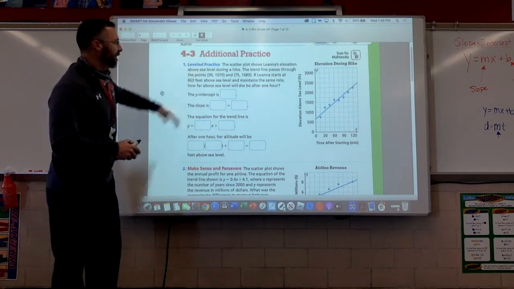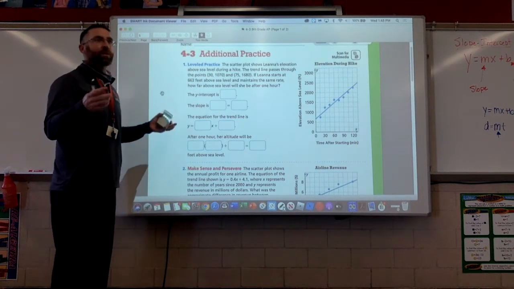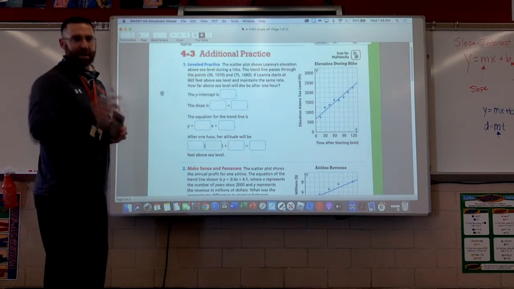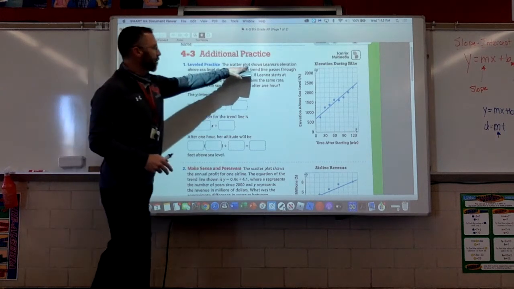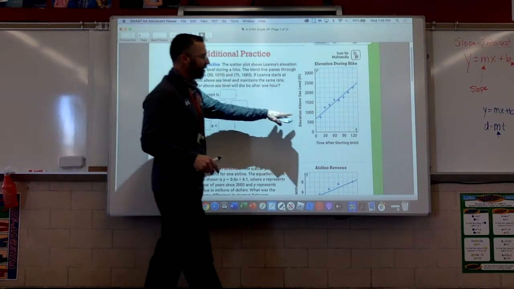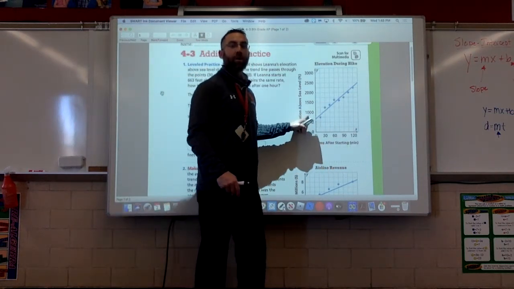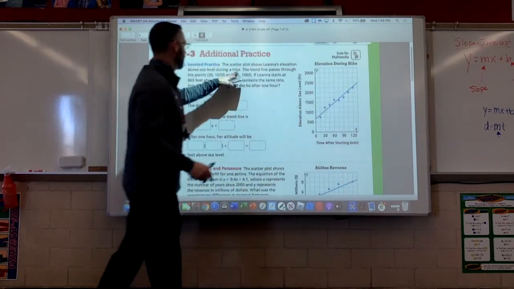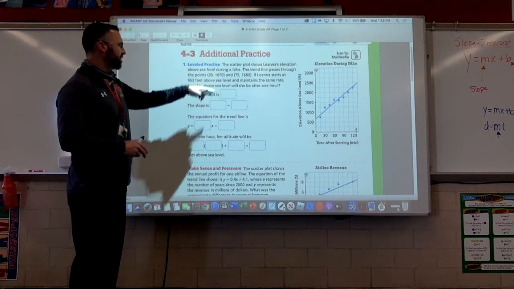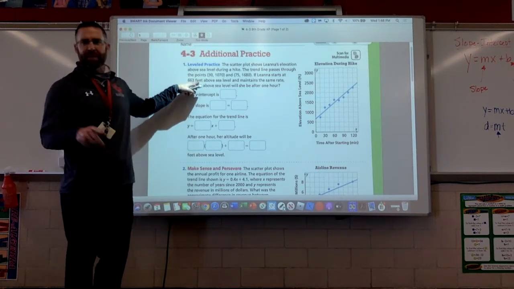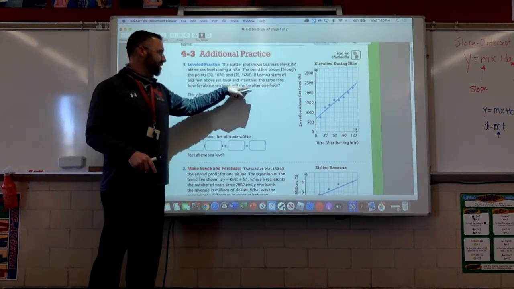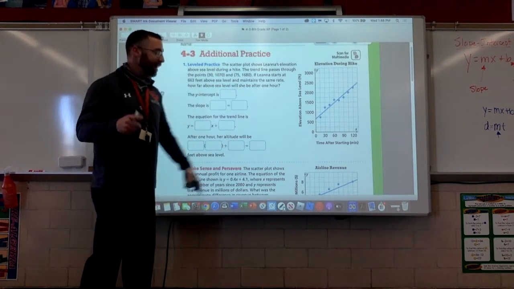With that being said, if we look at number one, you guys already know what to do. We are on page 31 and 32 in your packet, by the way. The scatter plot shows Leanna's elevation above sea level during a hike. Well, if we look, what is trending? Oh, her height is trending up. The trend line passes through these 2 points. If she starts at 663 feet above sea level and maintains the same rate, how far above sea level will she be after 1 hour?